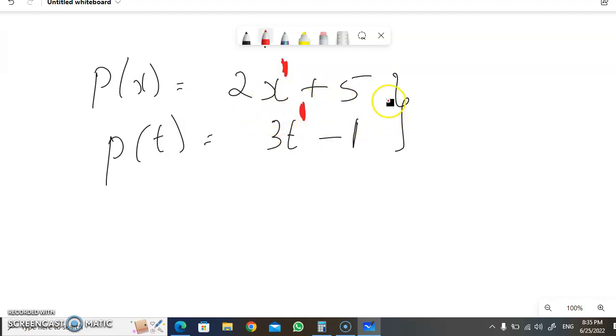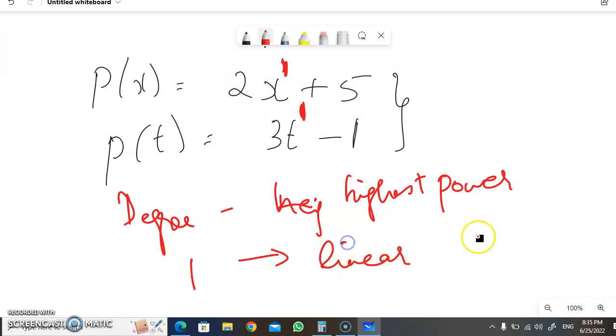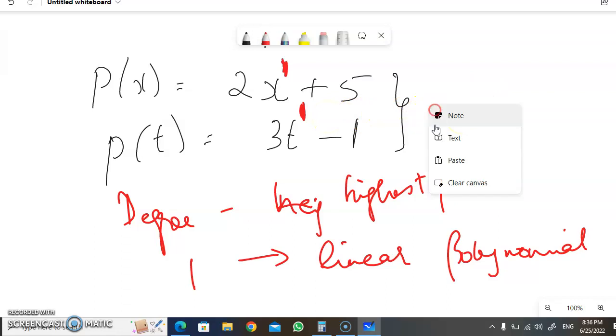Degree is the highest power. And here the degree is 1. That means this is the highest power. So if the degree is 1, we call such a polynomial a linear polynomial. Linear polynomial is where the degree is 1. Now let us go to the next.